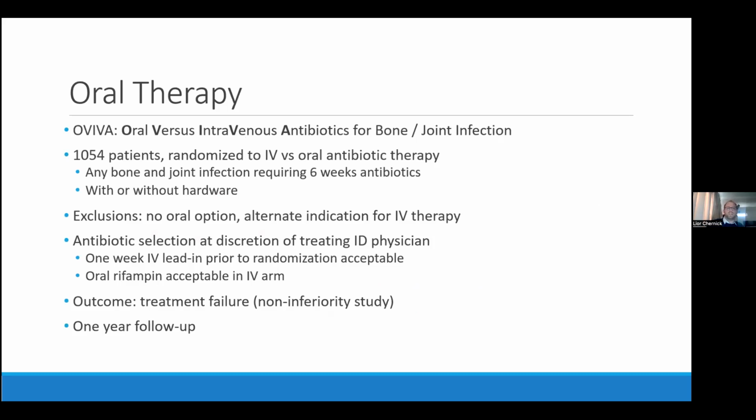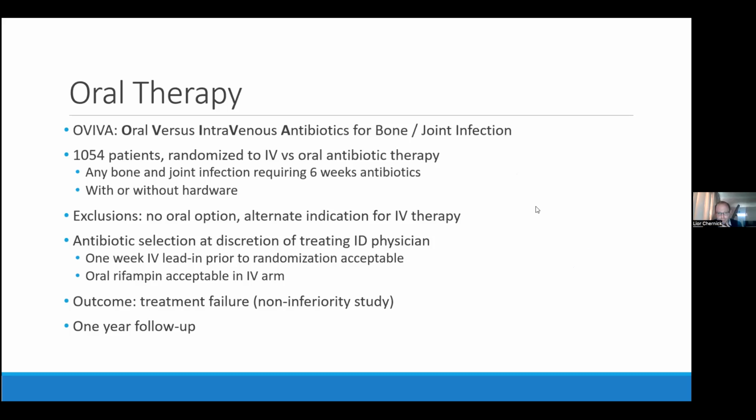So this was the oral versus intravenous antibiotics for bone and joint infection trial. A fairly big trial, 1,054 patients who were randomized to IV or oral antibiotic therapy, for any bone and joint infection. So really this was quite a real-world study. It didn't matter if there was hardware or not, it didn't matter the anatomical location. In fact, it didn't even matter if debridement was undertaken or not, whatever surgical strategy was employed. But it was for when a bone and joint infection was presumed to need 6 weeks of antibiotics. And again, hardware was not a necessity.